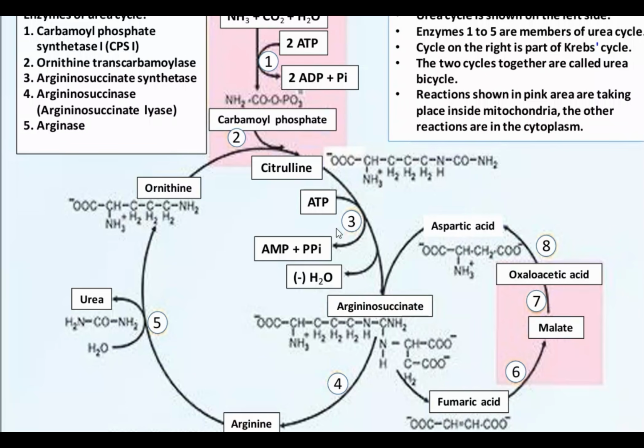But one important thing: fumaric acid is formed in the fourth step. Fumaric acid may be converted to malate, and malate is oxidized to produce oxaloacetate. Here 1 NADH is produced, which we have already learned in the TCA cycle, and 2.5 molecules of ATP will be produced. So the net high energy expenditure is 4 minus 2.5, that is 1.5 high energy phosphate bonds. The urea cycle and TCA cycle are interlinked, so it is called the urea bicycle.